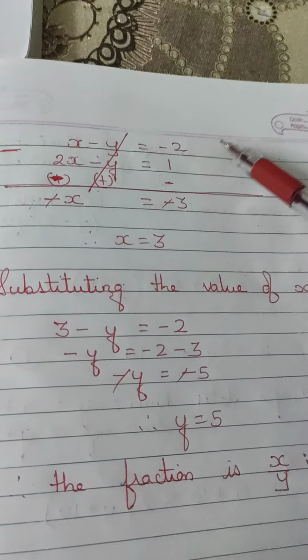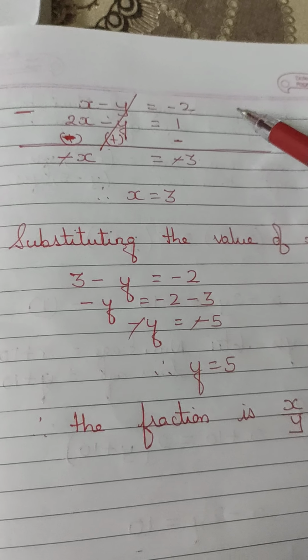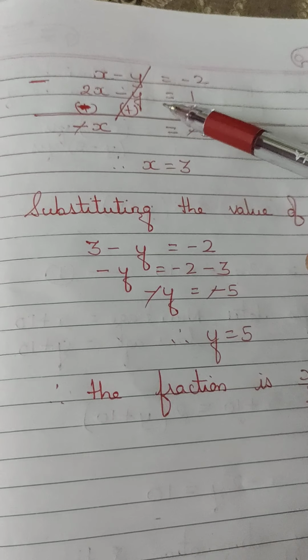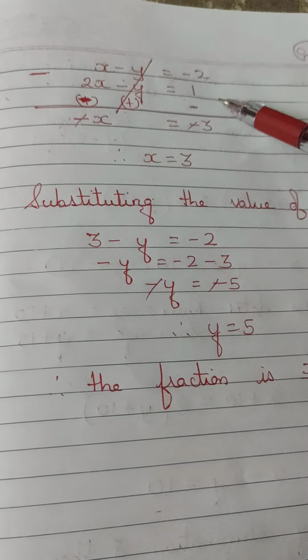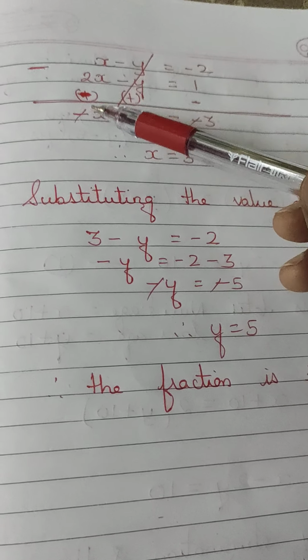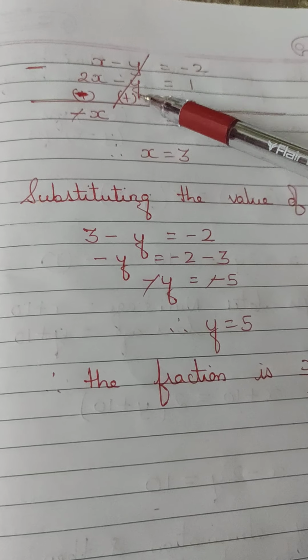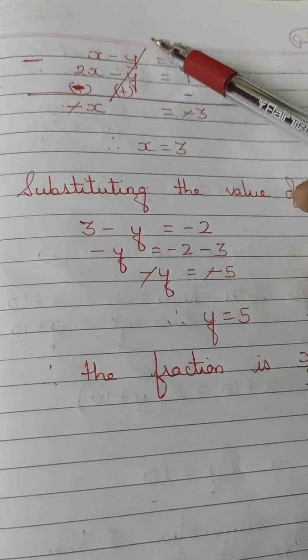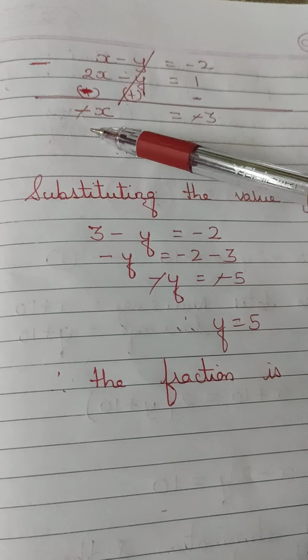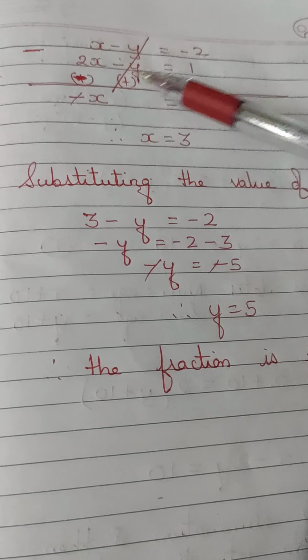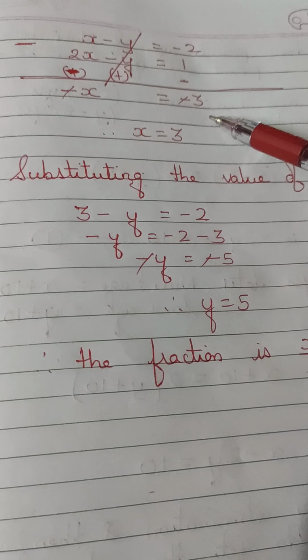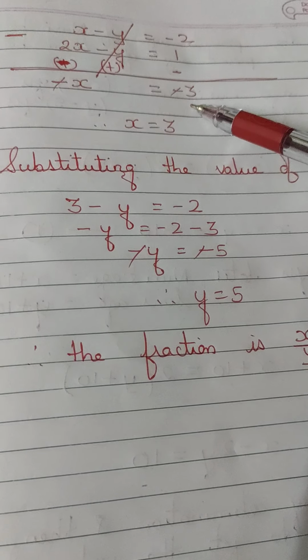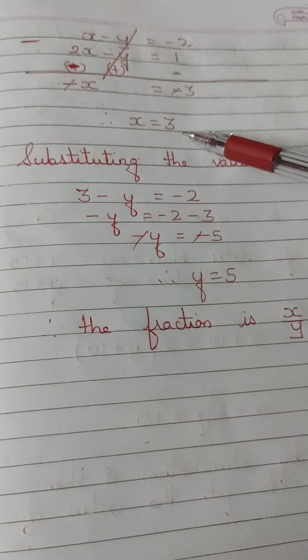So this becomes x minus y is equal to minus 2, 2x minus y is equal to 1, and when I subtract, the sign changes to minus and this sign changes to plus. So y gets cancelled. Here I am left with minus x and here I am left with minus 3. Minus minus gets cancelled and the value of x is 3.